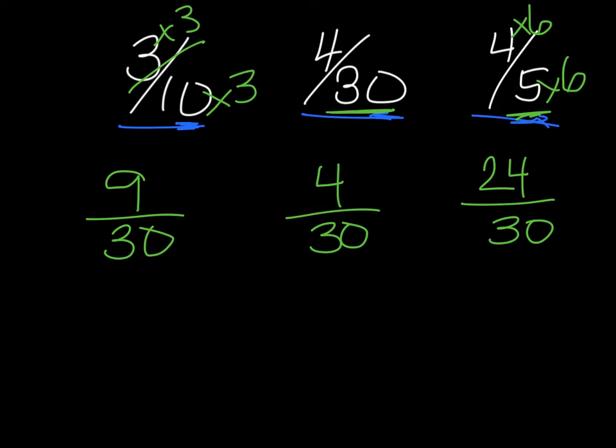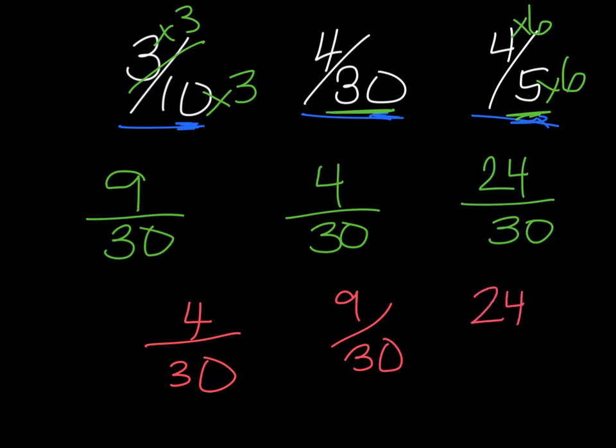Now we have 9/30, 4/30, and 24/30. By looking at these, the denominator is the same. It's a 30, so it makes it very easy to compare because we're just paying attention to the numerator. Since we're going from least to greatest, we put them in order from the smallest, 4/30, to the next, which is 9/30, and the last one is 24/30.